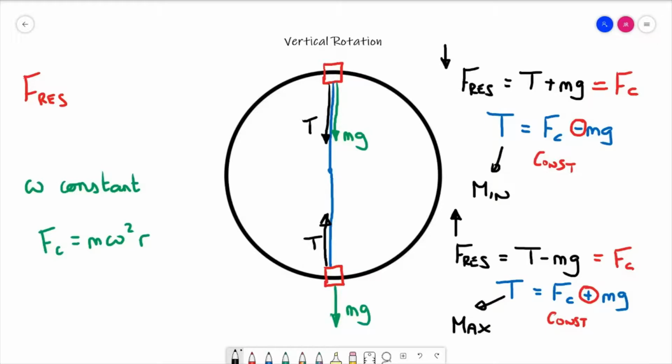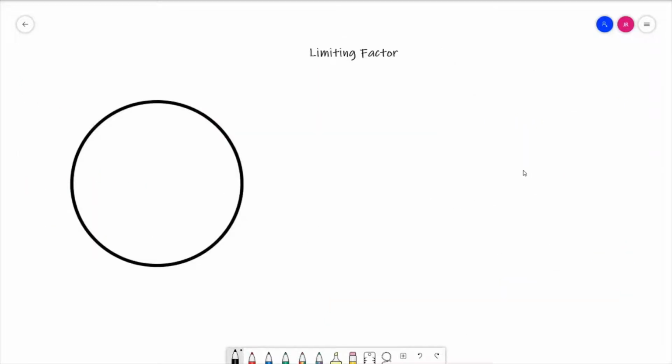So we can see from that that the tension will always be its minimum at the top of the circle and will always be its maximum at the bottom of the circle. What we need to consider then, given that the tension at the top of the circle is a minimum, is what the limiting factors on our motion are. Now what we're looking at is how fast does that object have to be rotating in a vertical circle in order to keep it rotating in circular motion.